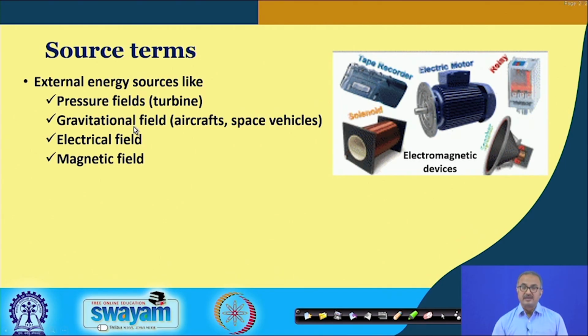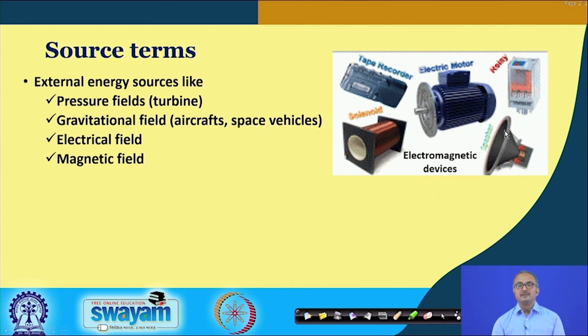Then we have a gravitational field. In the gravitational field, we have aircraft and space vehicles, which have to be designed so that they can overcome gravity and move. And then we have electrical field and magnetic field, which generally come together. We call them electromagnetic forces, and here I have shown you some day-to-day devices which depend on the electromagnetic forces.